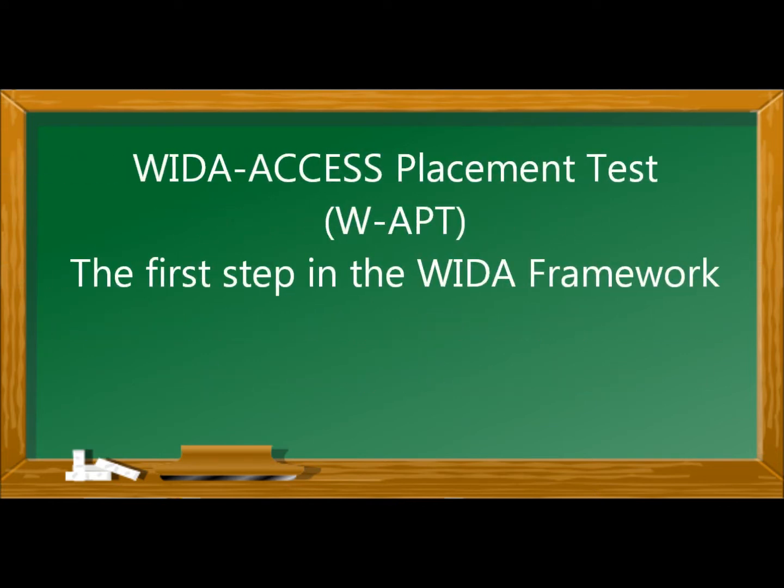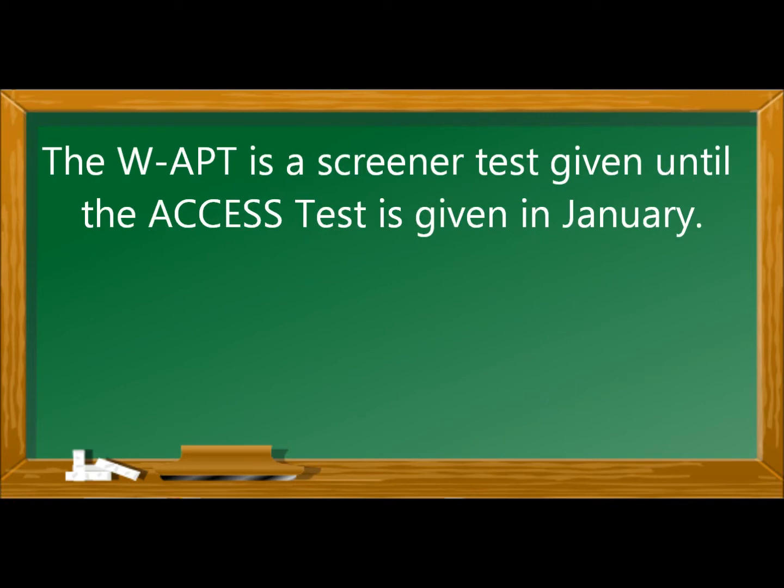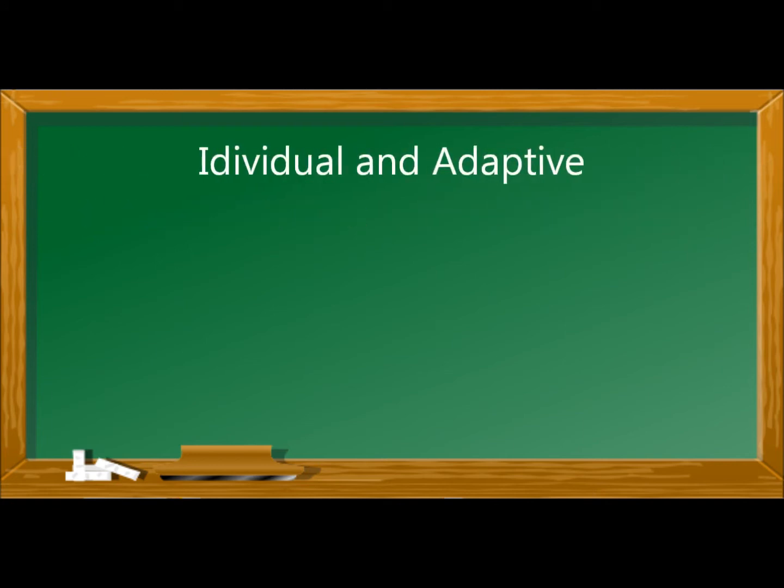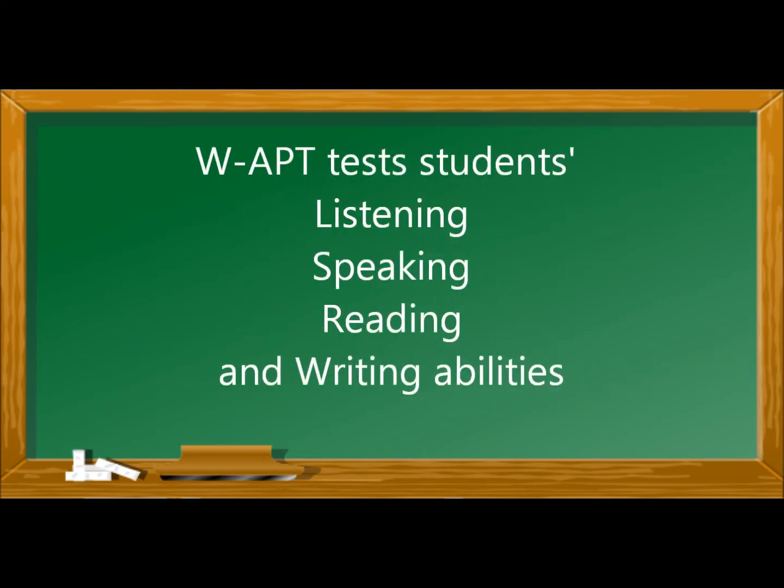When a new student needs to be tested, often the first thing they're given is the WAPT, the WIDA Access Placement Test. This is a screener test that estimates what a student would get on the actual access test given in January. It is meant to be administered individually and is an adaptive test. The WAPT gives an estimated score for all 4 language domains. That's listening, speaking, reading, and writing.